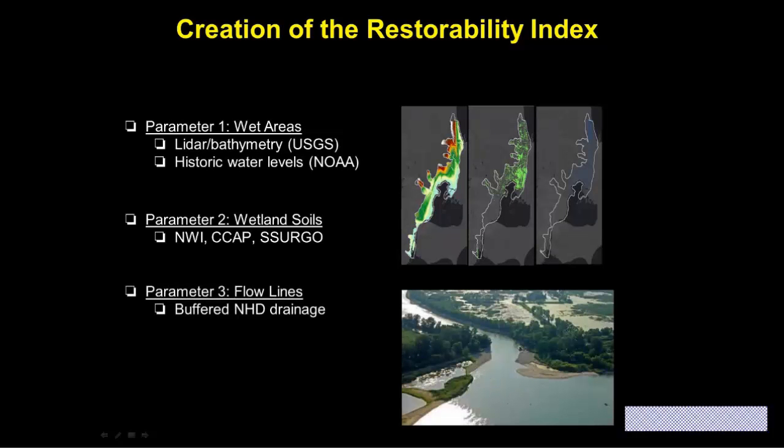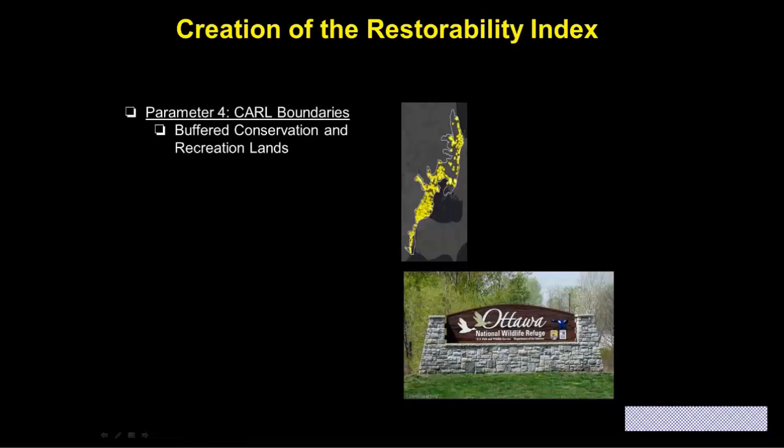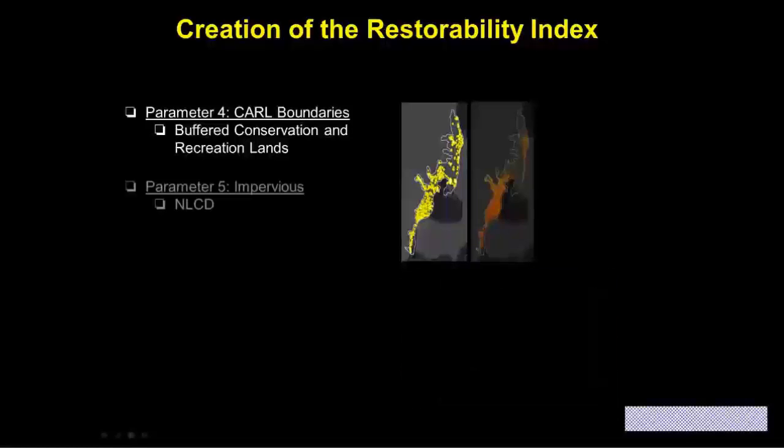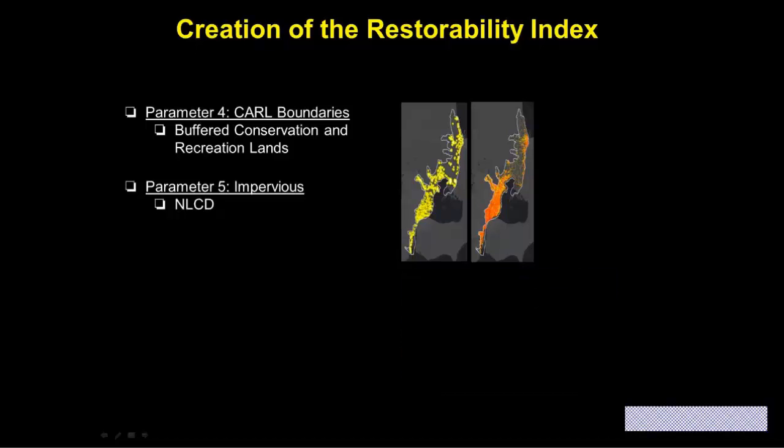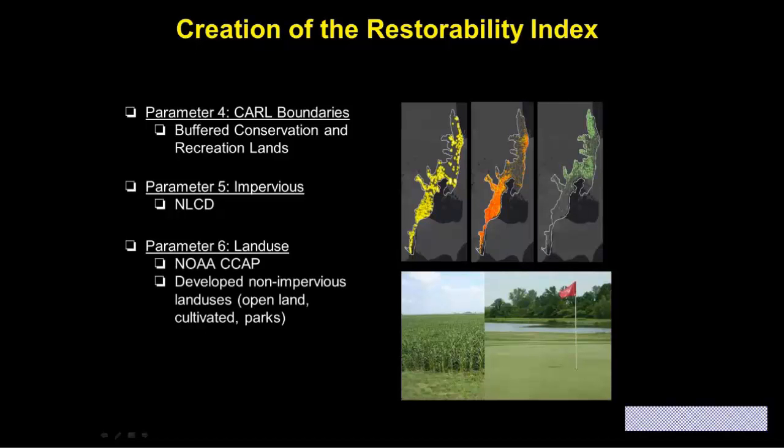Our third parameter was a buffered national hydrographic data set, creating flow lines where water would move on the landscape if it could. The fourth parameter was buffered CARL, the conservation and recreational lands boundaries. And the fifth was an impervious surface layer derived from the National Land Cover data set. We pulled out non-impervious surface land use data from the NOAA CCAP data set for parameter 6. And these were the soft developed areas, which differed, again, from the impervious developed areas.